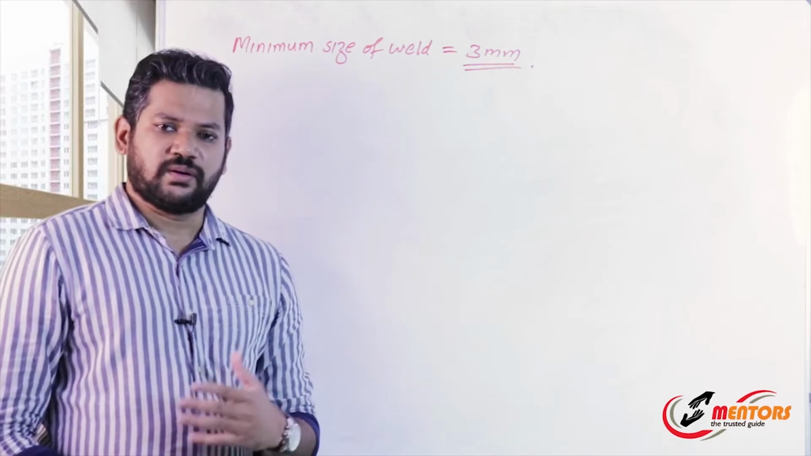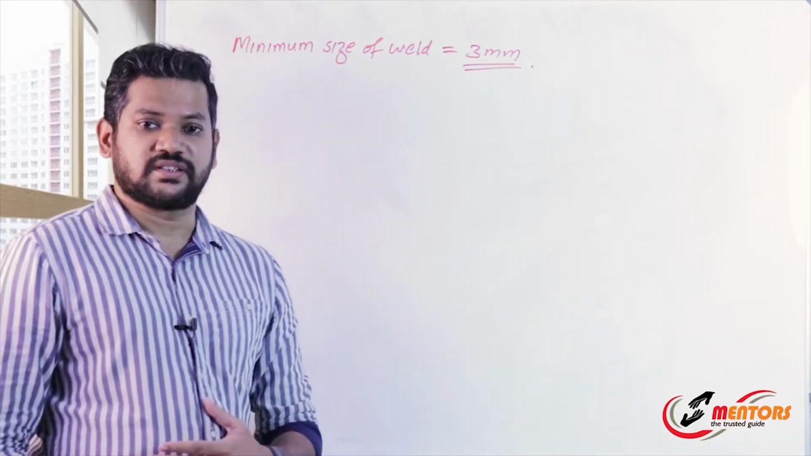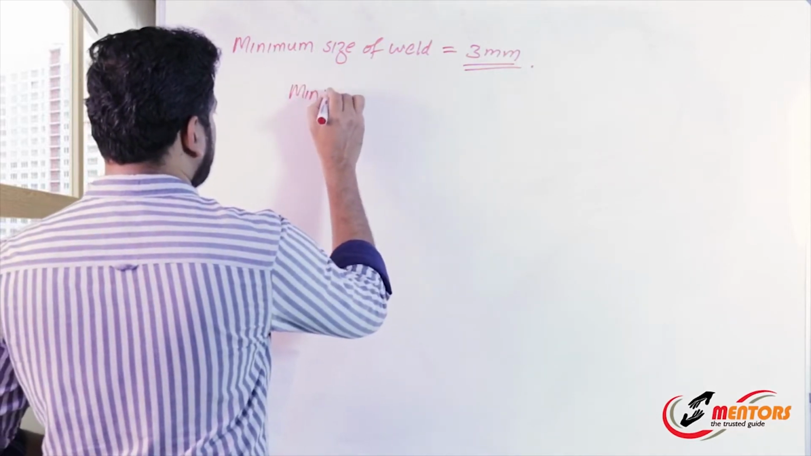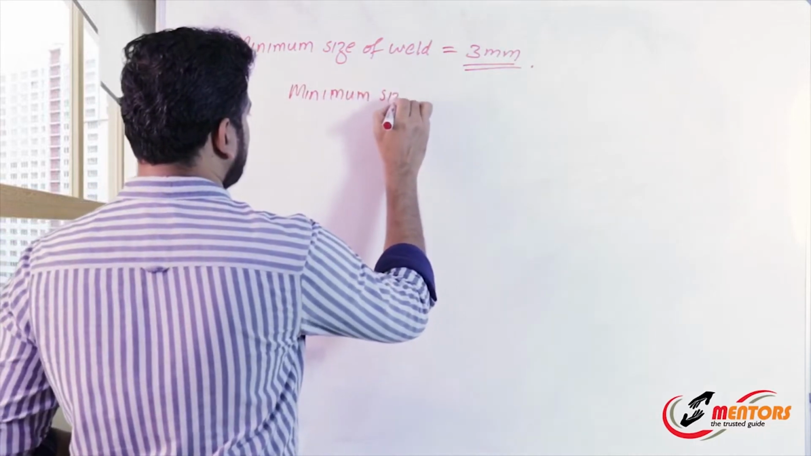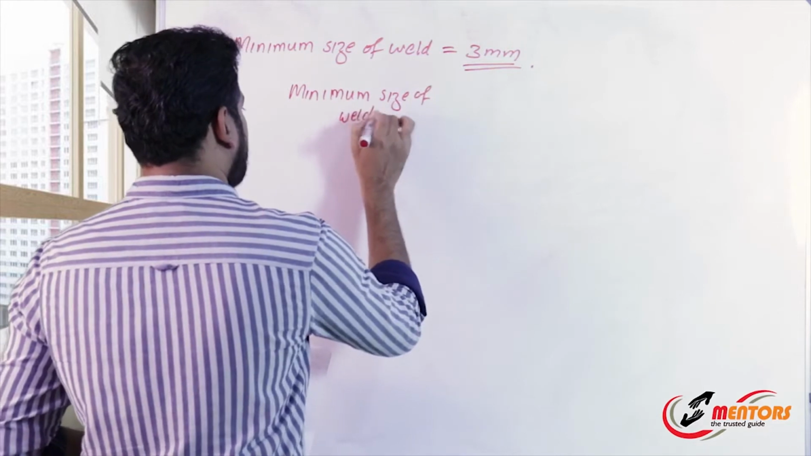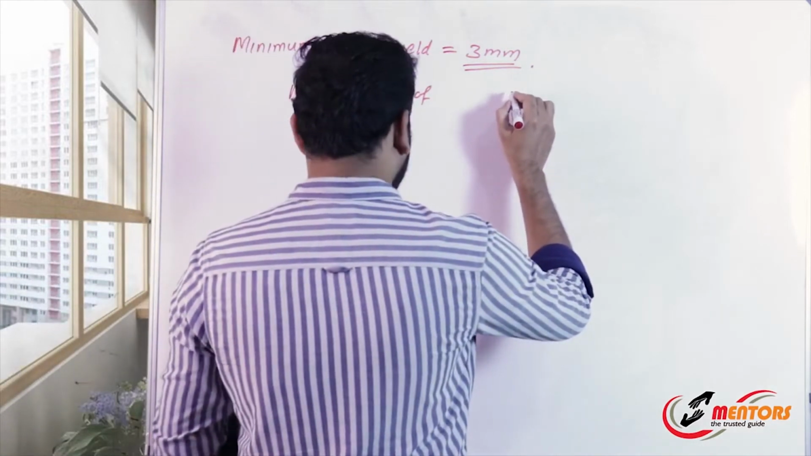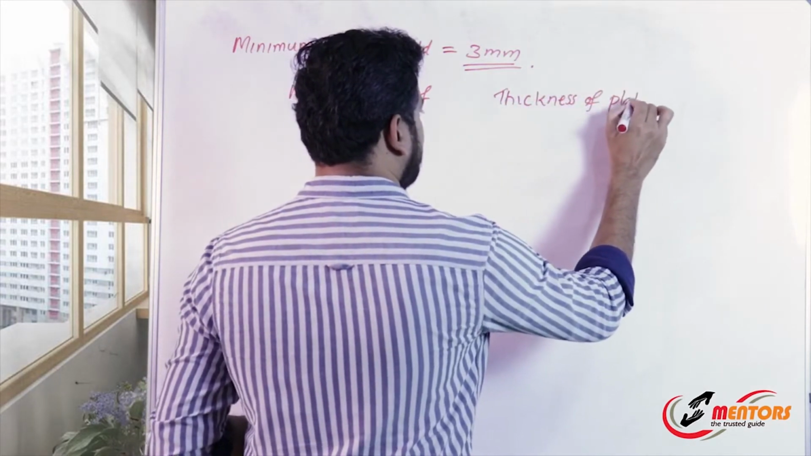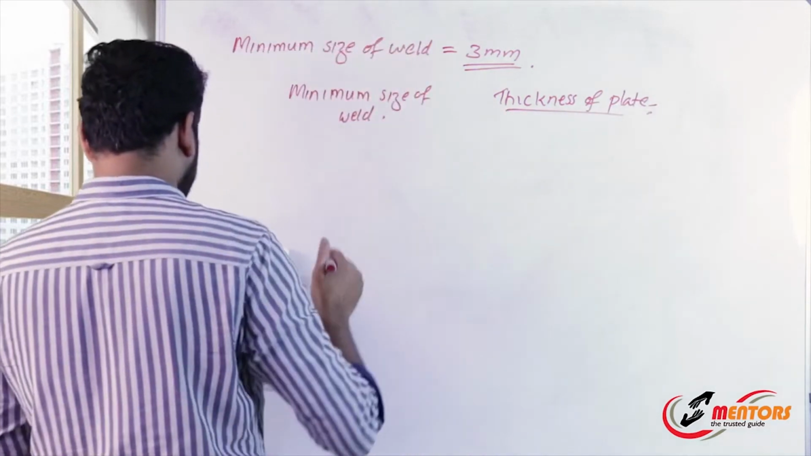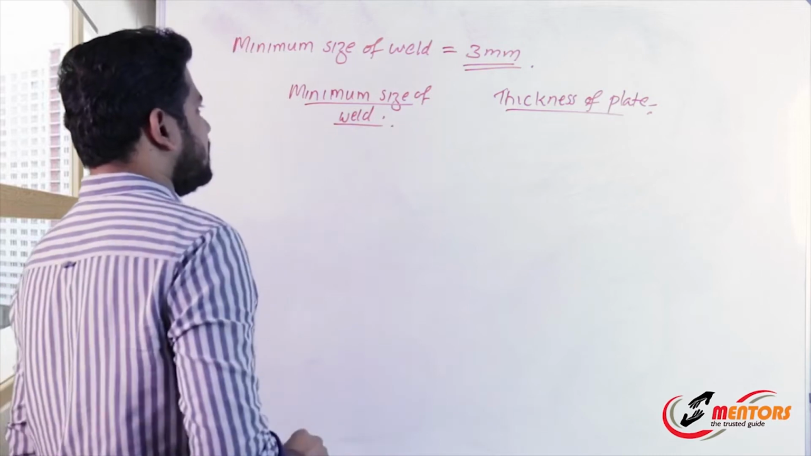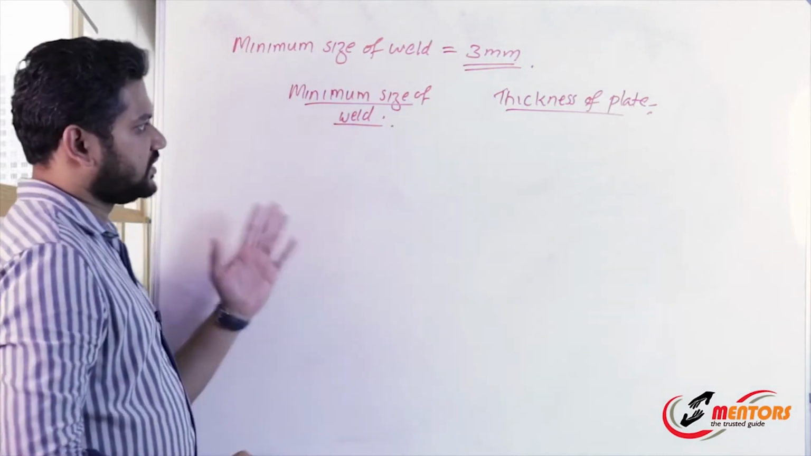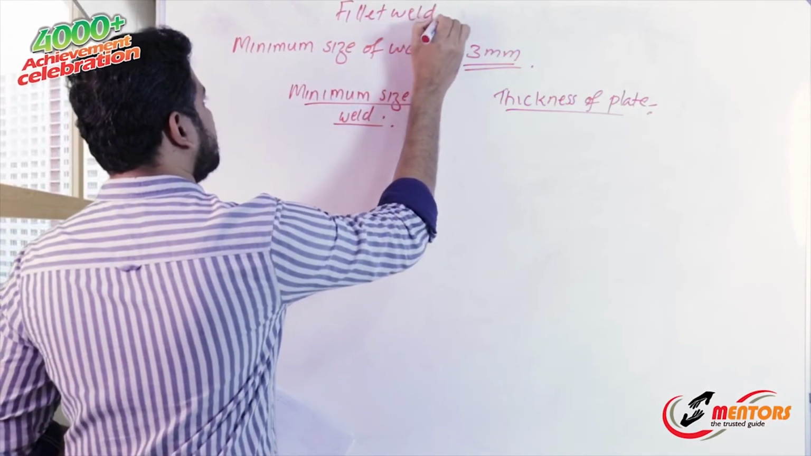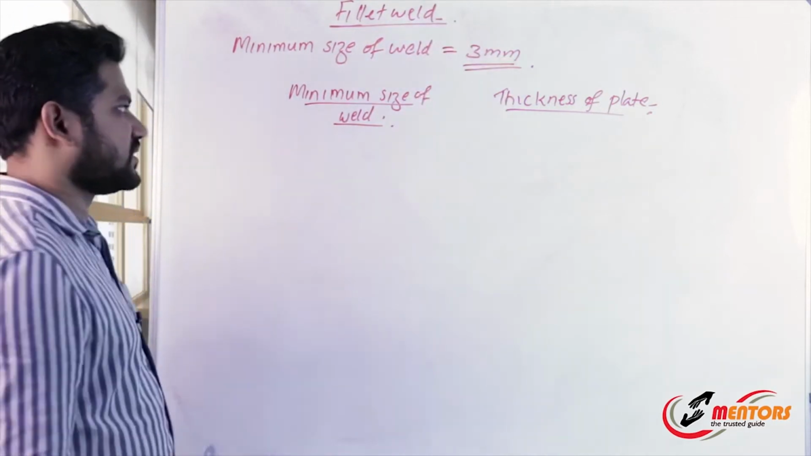Now let us look at the minimum size of weld depending on the thickness of the plate. Here you can add two columns. One is the minimum size of weld, and the second is the thickness of plate. This is also for the fillet weld. The minimum size of the weld is given by 3 mm.